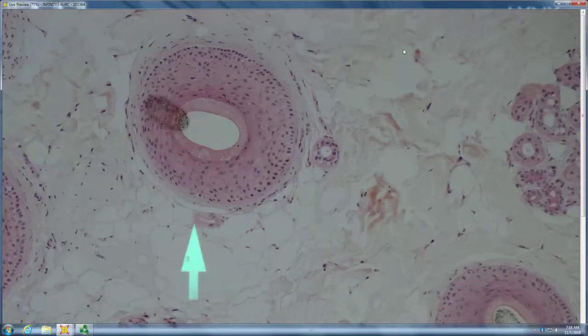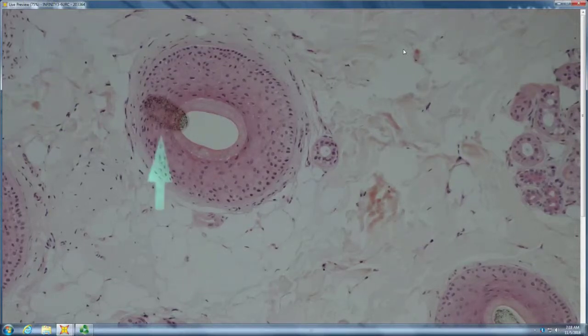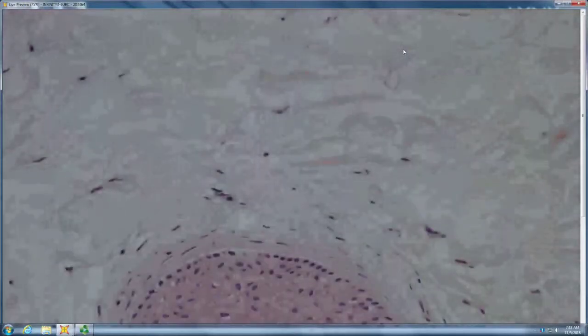In fact, name three things that give you lots of catagen hairs. Alopecia areata, trichotillomania, and Louise. Yep. So syphilis, trichotil, and AA tend to give you lots of catagens. Here you've got occasional catagens, right? So catagens are marked by dead red keratinocytes in the outer root sheath.